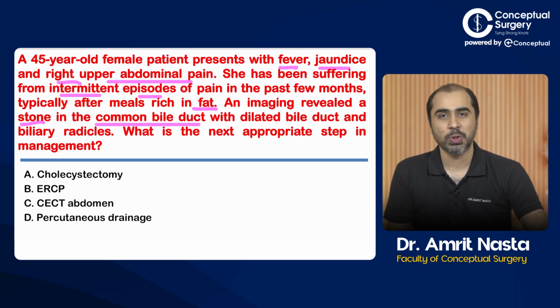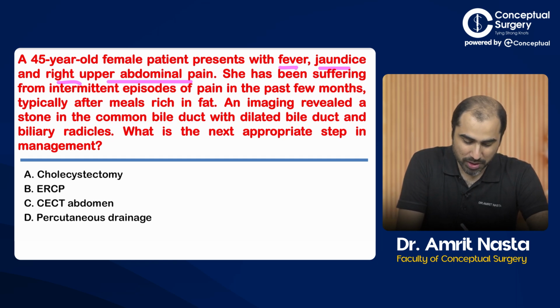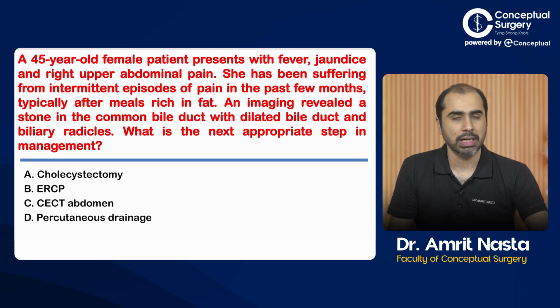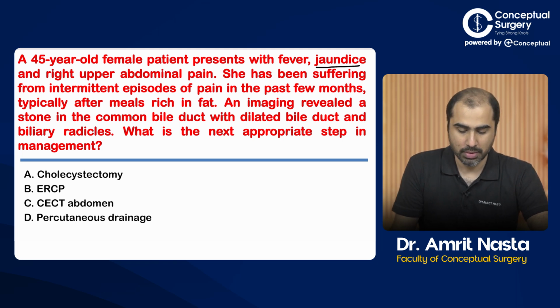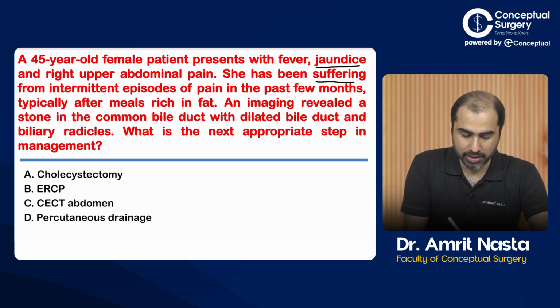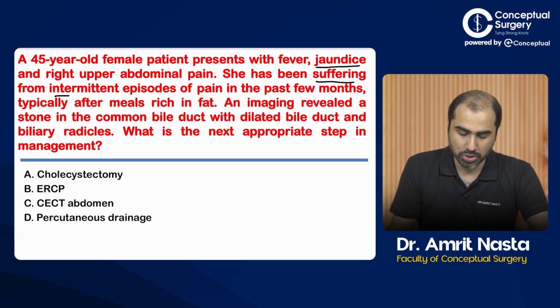So one of the most popular topics which students often ask me, rather harass me over, is how to decide what test to be done. Should I do ERCP, MRCP, CT, cholecystectomy? First, let's go one step at a time. The person is having jaundice and she's been having intermittent episodes of pain in the past, which means probably she had biliary colic. Now she has a CBD stone.